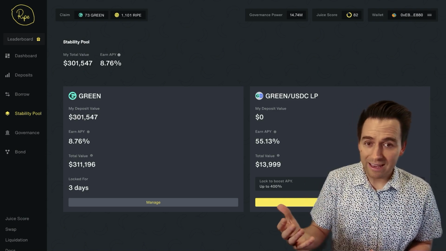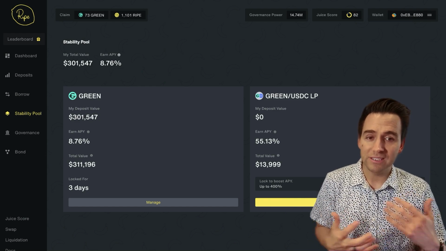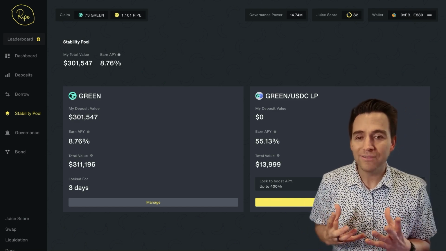The weights for staking LP tokens are much stronger than just staking Green alone. We want to incentivize Green liquidity.